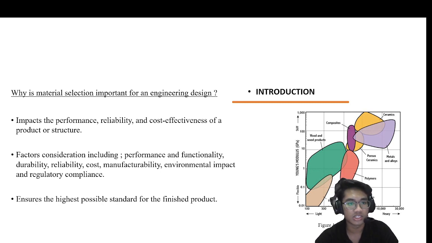Why is material selection important for an engineering design? First, it impacts the performance, reliability, and cost effectiveness of a product or structure. The selection process involves considering various factors to ensure that the chosen materials meet the specific requirements of the intended application. These factors include the performance and functionality, durability, reliability, cost, manufacturability, environmental impact, and regulatory compliance.